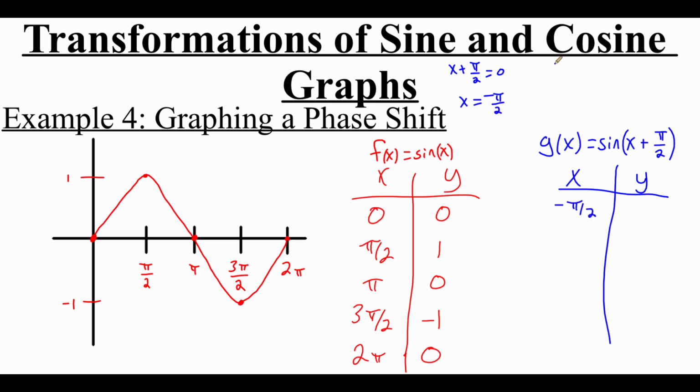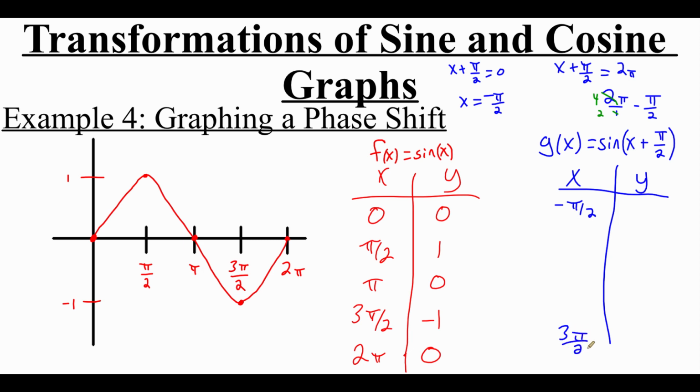Now to find my ending point, I'm going to take the stuff inside of the parentheses, so the x plus pi over 2, and set that equal to 2 pi. When I subtract the pi over 2 over to the other side, I'm going to have to get common denominators. So if I'm taking 2 pi over 1 minus pi over 2, well, 2 pi over 1 is really the same as 4 pi over 2. So if I take 4 pi over 2 minus pi over 2, then my graph is going to end at 3 pi over 2.